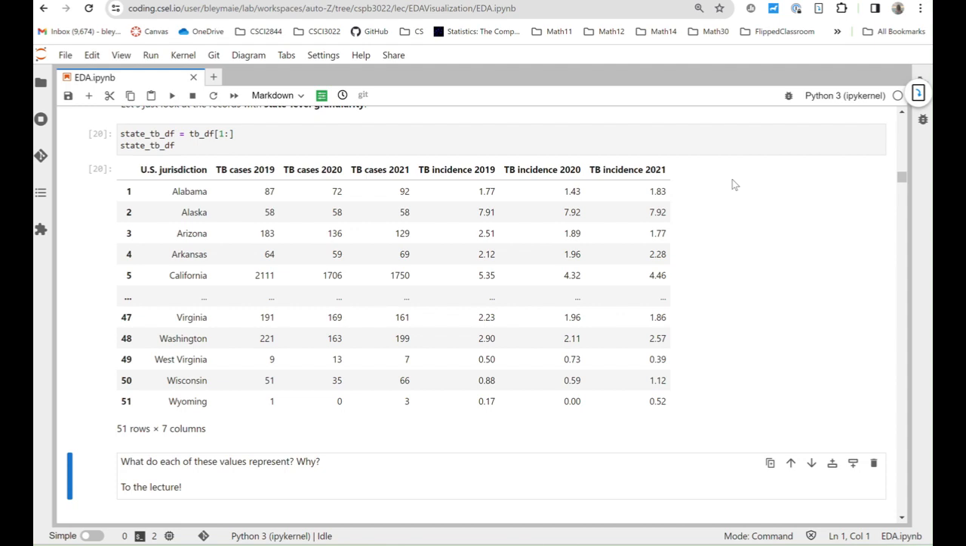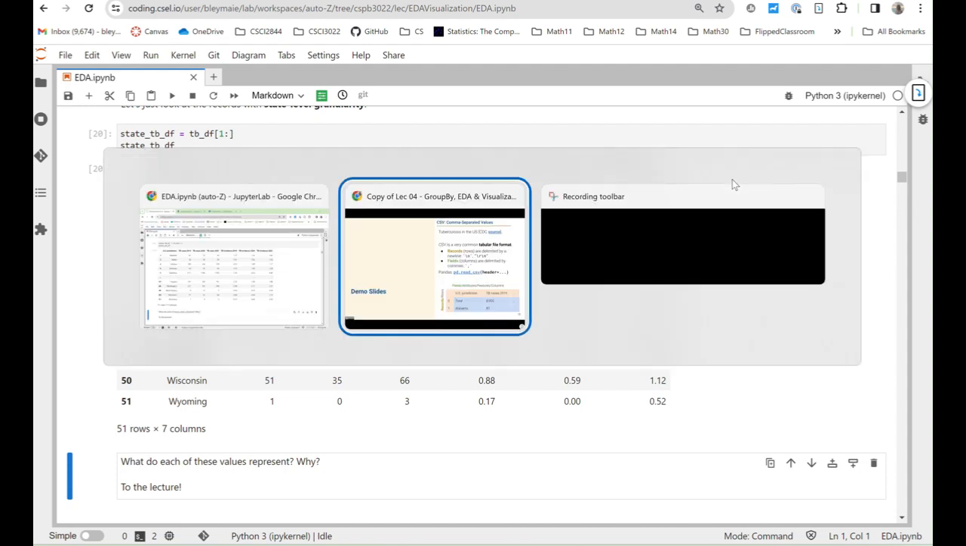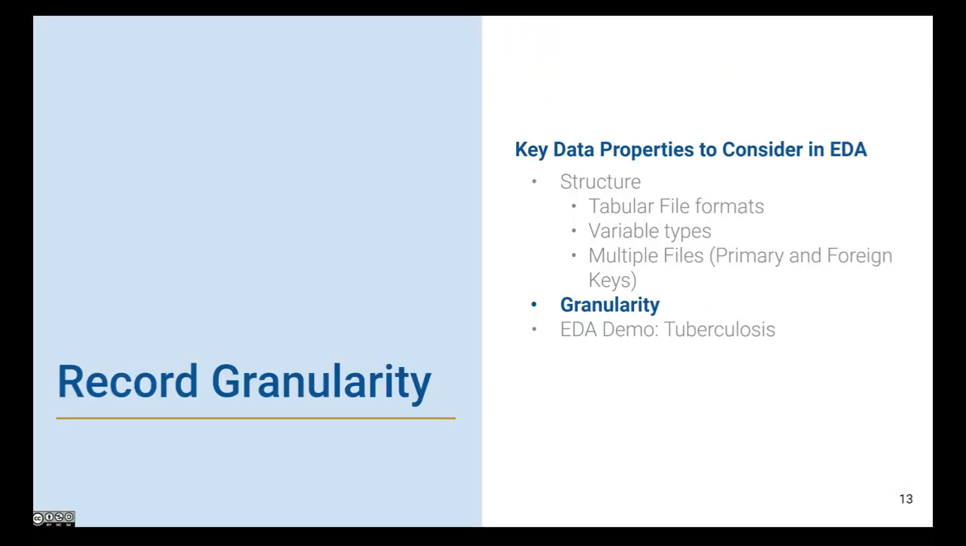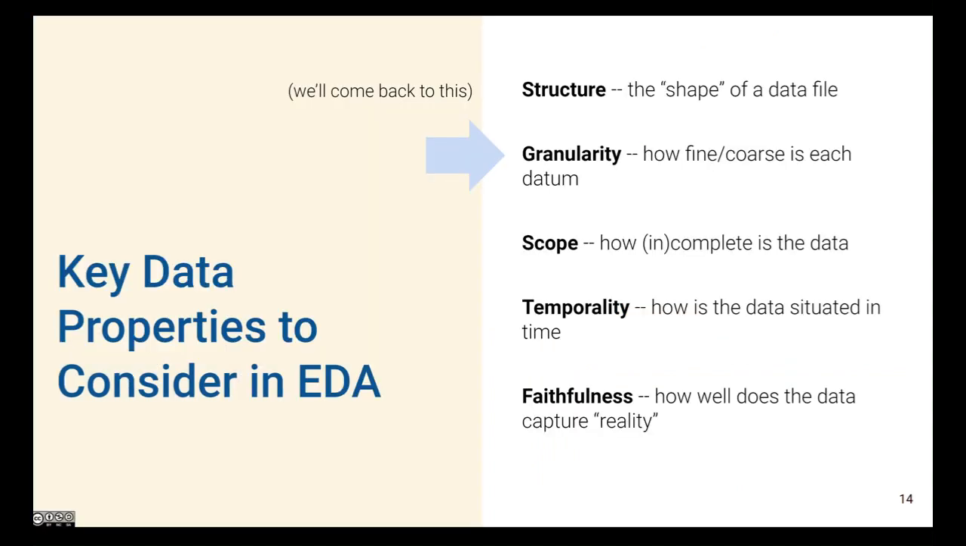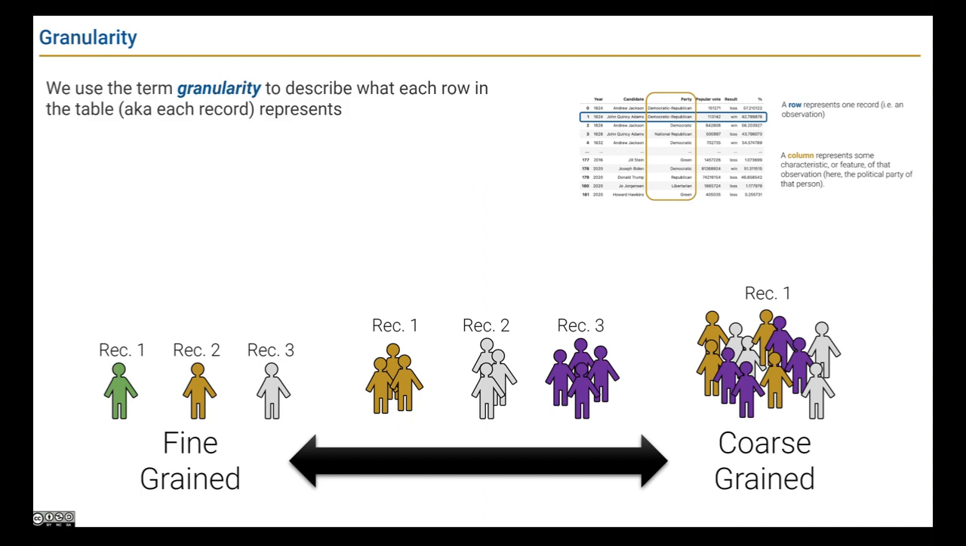So let me go back to the slides real quick, to just formalize what we noticed about granularity. In general, we're using this term to describe what each row in the table represents, and specifically the level of detail that it represents. So is it a state? Is it a human? Is it a bug? Is it a bacteria? It's data about some type of observation, and we want to know at what level.